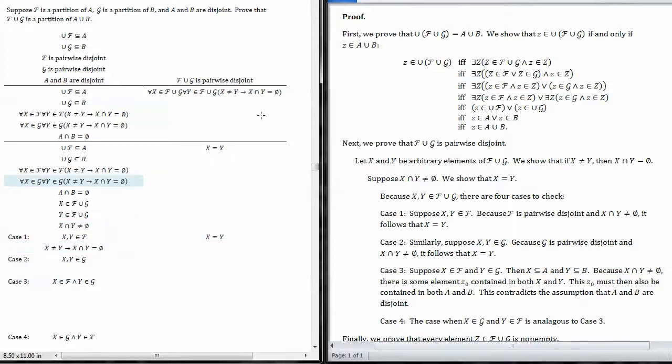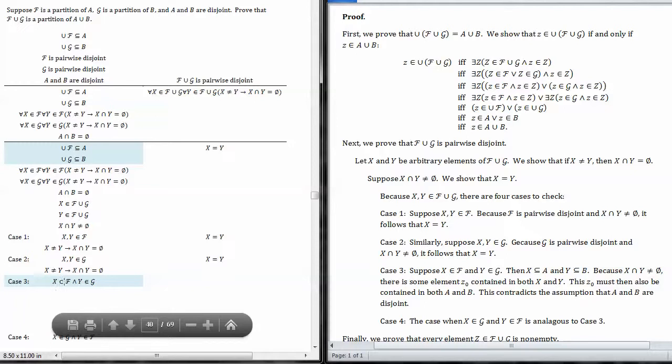And then case 2 is quite similar, right? We're going to use the fact that this is true for x and y both in G in exactly the same way to get that x has to equal y in that case as well. And then in case 3, x and y live in different families. And what does that tell us about x and y? If x is in the family F, we know the union of F is a subset of A, right? In fact, it equals A.